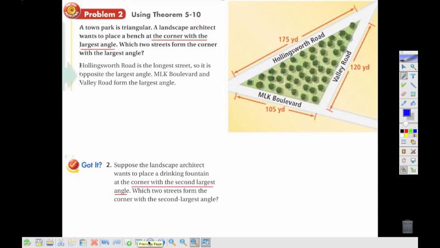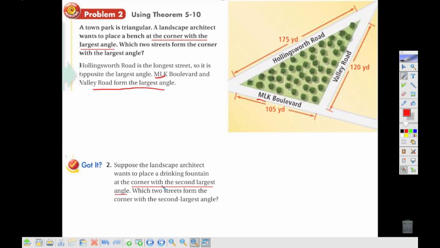And one way we could use that, in this problem, the architect's looking for the corner with the largest angle to set a park bench. Now we can kind of see that from the picture, that would be here, but we shouldn't really rely on that. What we really want to look at is where is the longest side. So 175 is longer than each of these, which tells us that this angle right here between MLK and Valley Road has the largest angle.